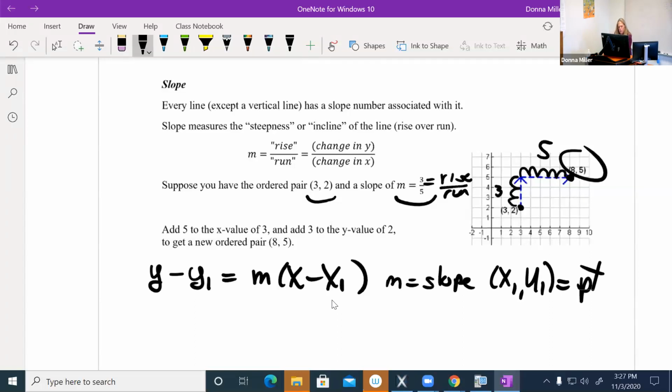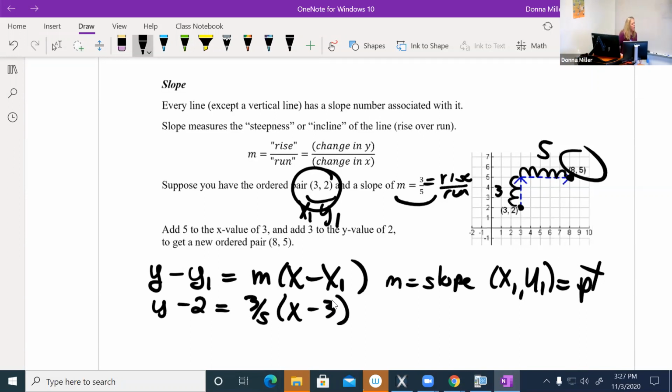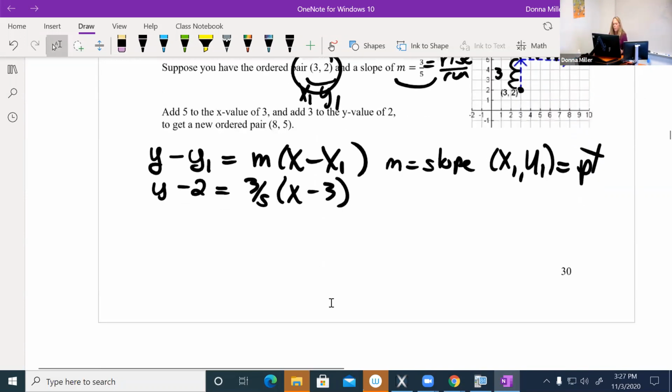So what I could do, here's my point. So this is your (x1, y1), and that's your m. So I do y minus 2 equals 3/5 times x minus 3. So that would be the equation of that line. See, I just plug the point in, I plug the slope in. This is how to do it by hand. Now, if I wanted to solve for y, I'd have to do a little bit of math. So I'm going to go ahead and do that.